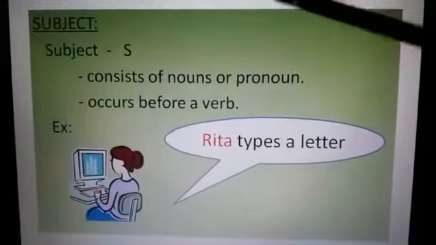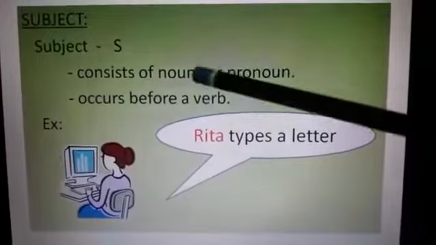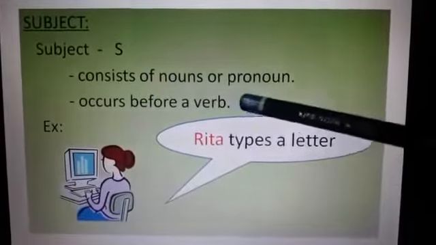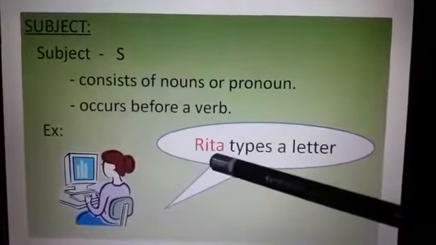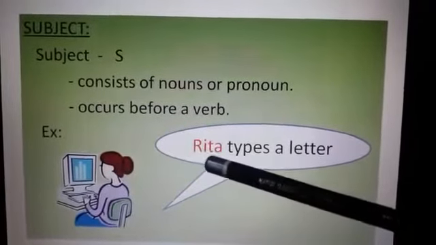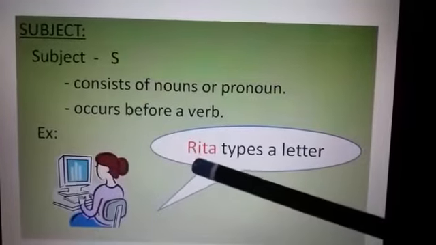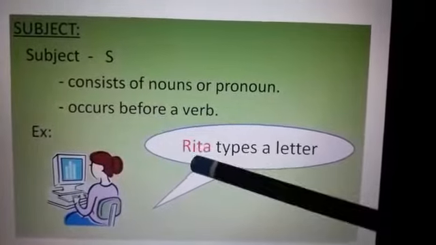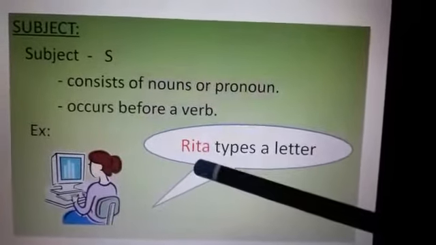Let us see one by one. Subject. Subject is denoted as S. It consists of a noun or pronoun and occurs before a verb. Let us see an example. Rita types a letter. Here we are talking about Rita, so Rita is a subject. It may be a pronoun also, like he, she, it, they, we, you. Everything comes under this subject.